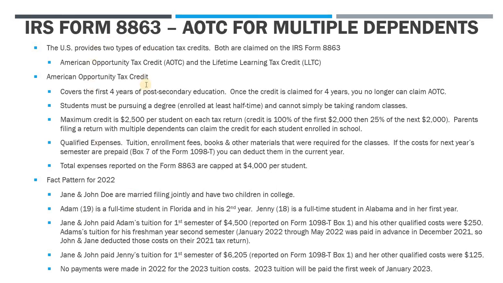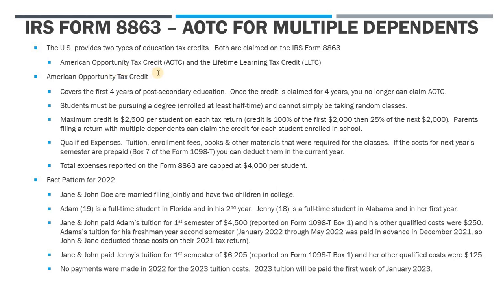So the 8863 is used to claim one of two credits, right? The American Opportunity Tax Credit is available, and the Lifetime Learning Tax Credit is also available. Now, when you file this for a student, you're only supposed to claim one or the other. You can't claim both at the same time.